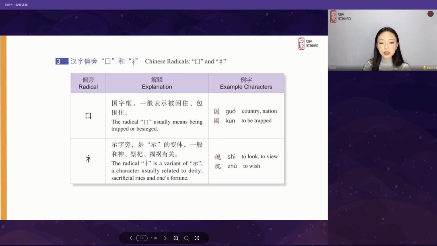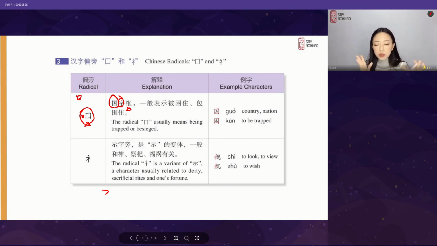And the last part of today's lesson is the Chinese radicals, two new radicals. First one is the 国字框. We just saw it in 国. 国 means country, and 字 means character, 框 means frame. So this is the radical 国字框. It looks like 口, right? But it is different. This one is bigger and 口 is smaller, like this, if compared to 国字框, radical 口.